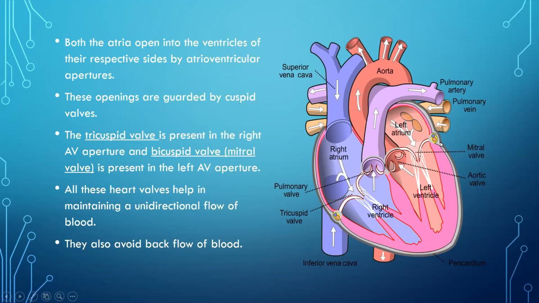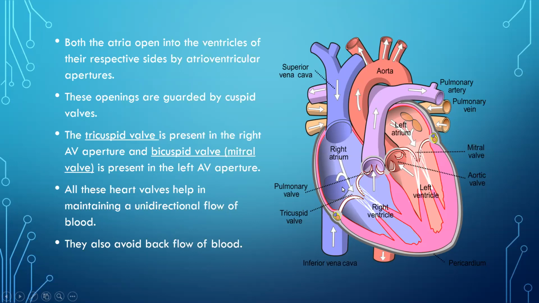ये जो ओपनिंग है, ये जो apertures हैं, they are guarded by what? Cuspid valves. Like suppose in your house, तुम्हारे house में भी main door होता है. Although it is an opening, we have the safety of a door. Similarly, here you can see that the auricles open into ventricles by the atrioventricular opening, but these apertures are guarded by valves, which are called cuspid valves.